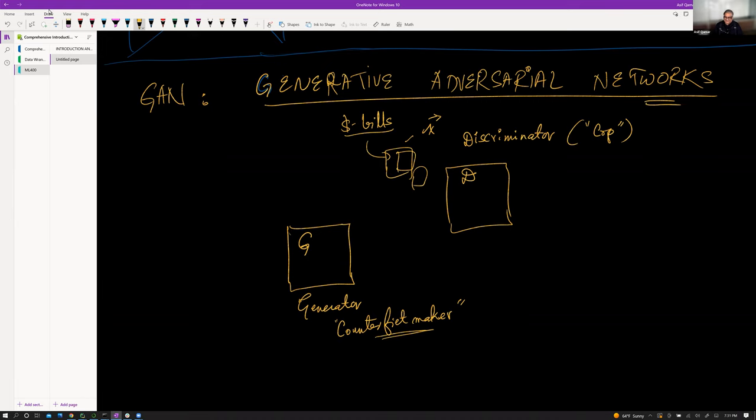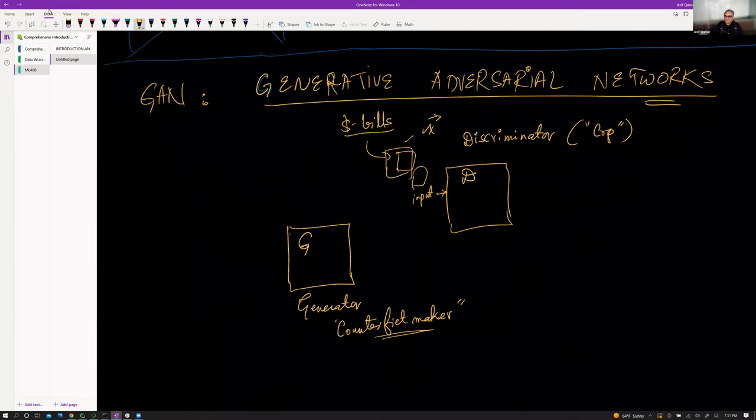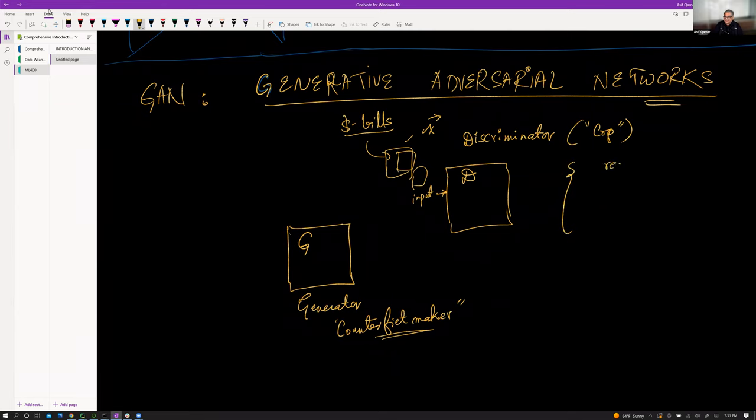Then the job of the discriminator is to tell, given an input, is it real? Is it a real dollar bill or a fake dollar bill or fake coin, whatever you want to say? It just has to give an answer. Let's say that the label Y equal to 1 is real and Y equal to 0 is fake. This is a conventional way to put it.